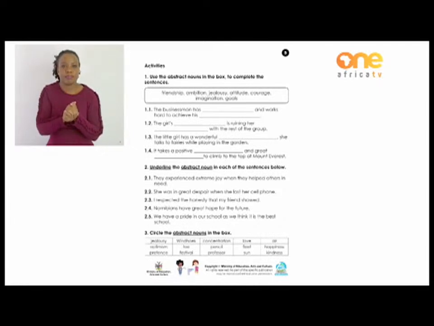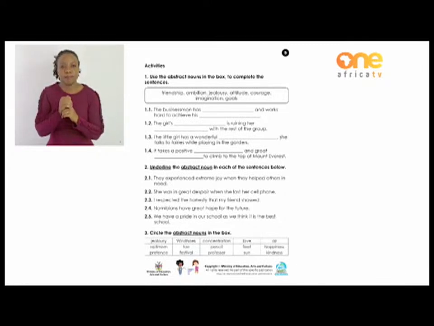Our number 1, it says, the businessman has ambition and works hard to achieve his goals. All right, so you do numbers up to 4 on your own. Let's quickly move on to activity 2. Underline the abstract noun in each of the sentences below.